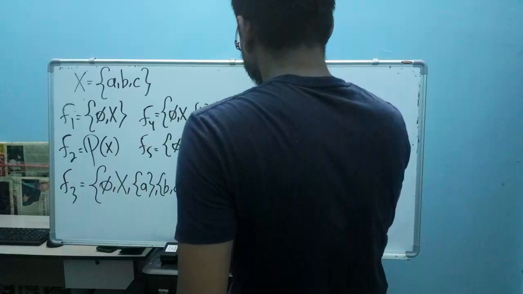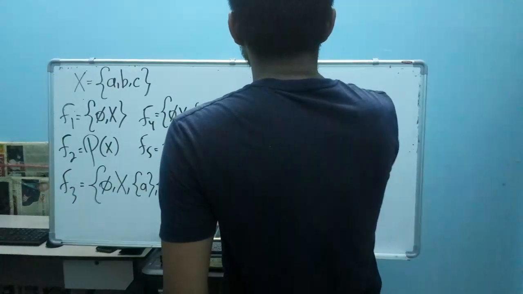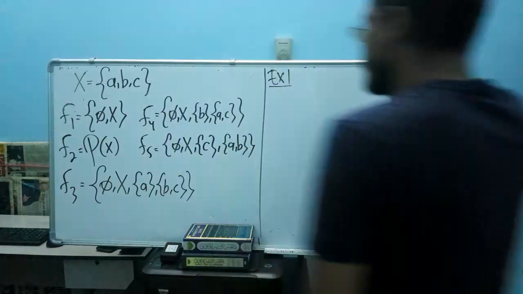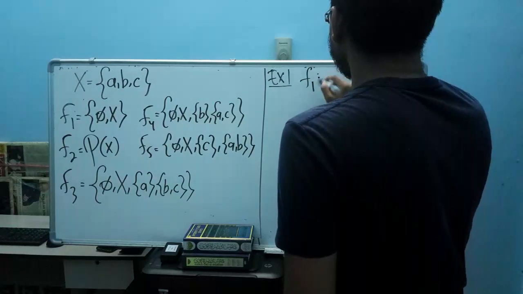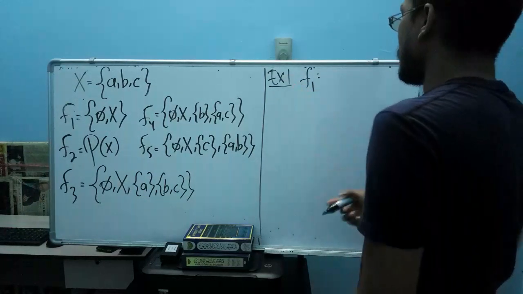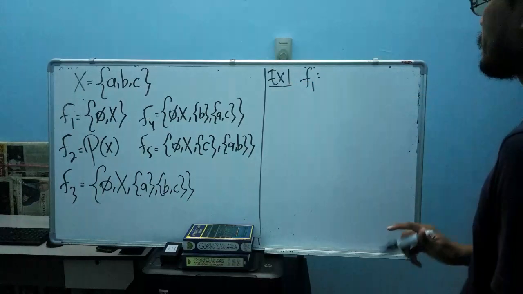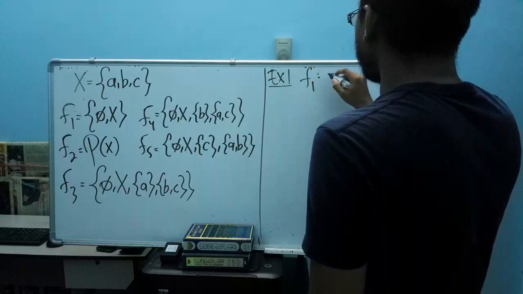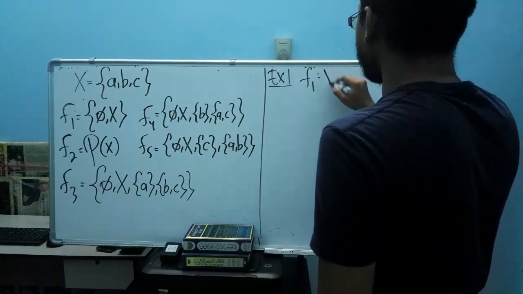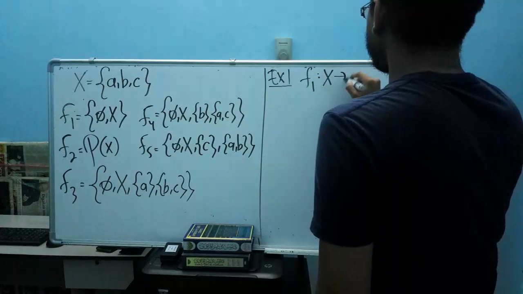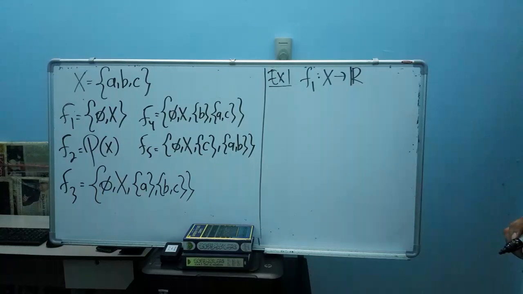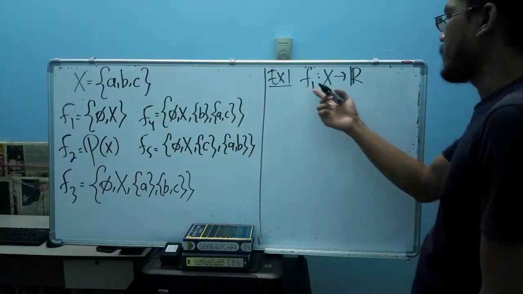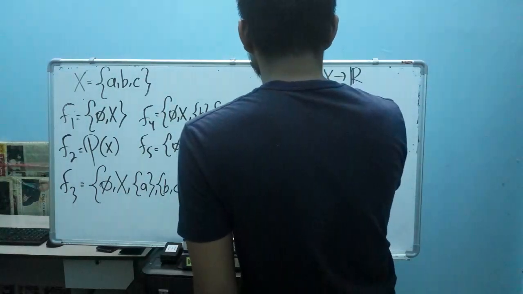Okay, first example. Let's consider such a function, f1, the function for the first example. Now I will have a function f1 that maps from X to R. Let us define our f1 as follows.